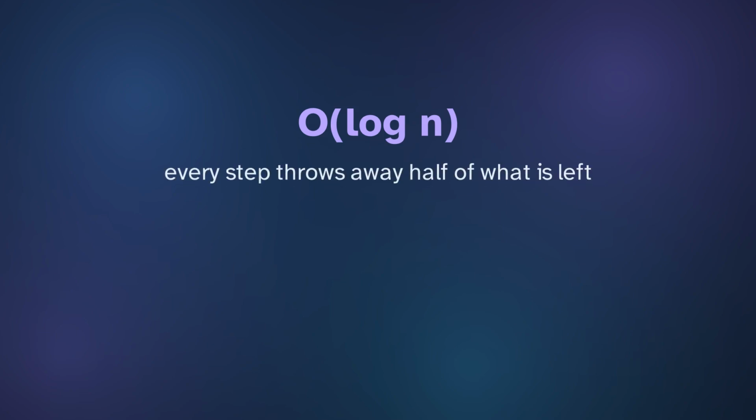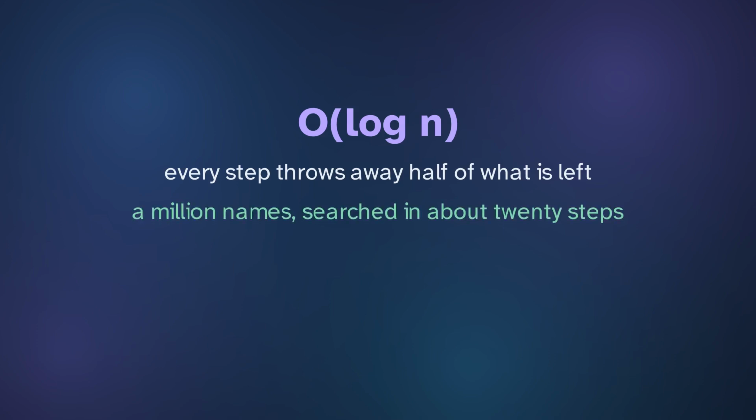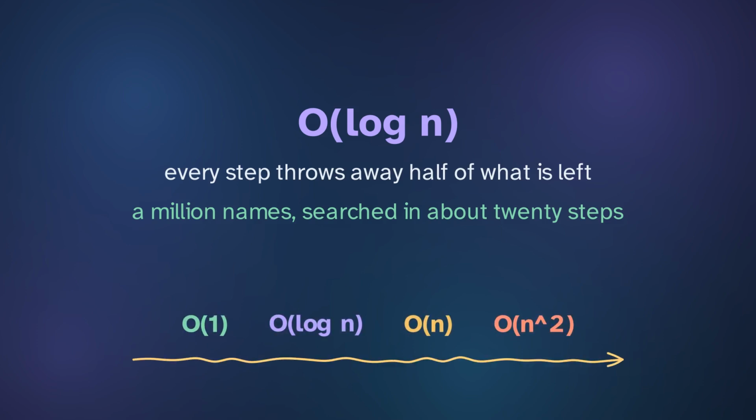And there is one more you will meet constantly. Big O of log n, logarithmic time. That is what you get when every step throws away half of what is left. Searching a sorted phone book behaves like this. To search a million names, it needs about 20 steps. So the order to remember from best to worst is this: constant, logarithmic, linear, and finally quadratic.